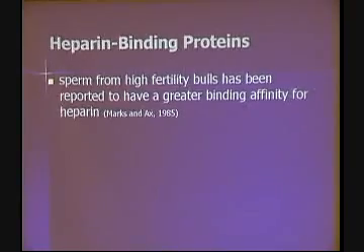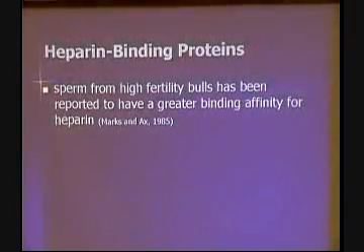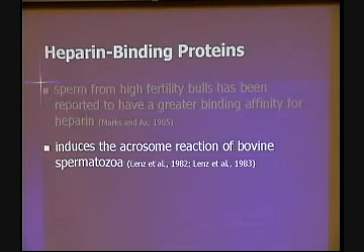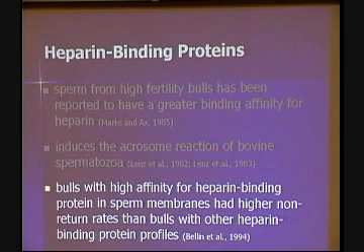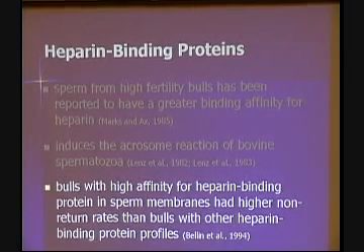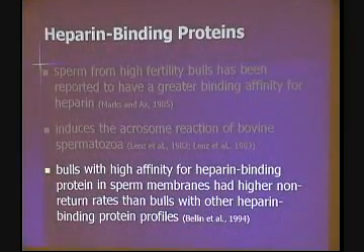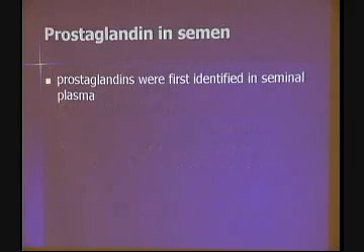The next is heparin binding proteins. Sperm from high fertility bulls have been reported to have a greater binding affinity for heparin, which indicates they have more heparin binding proteins on their plasma membranes. Heparin has been shown to induce the acrosome reaction of bovine sperm. And bulls that have a high affinity for heparin binding protein in sperm membranes have higher fertility than bulls with other heparin binding protein profiles.